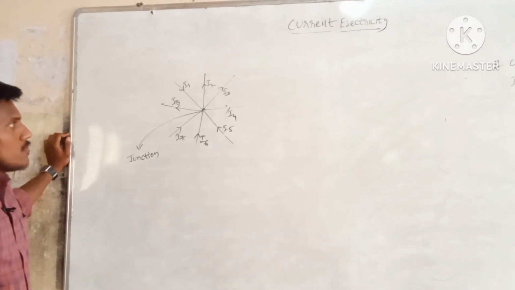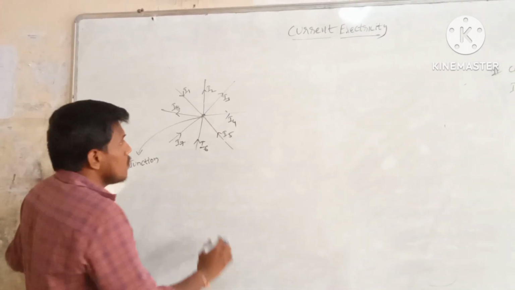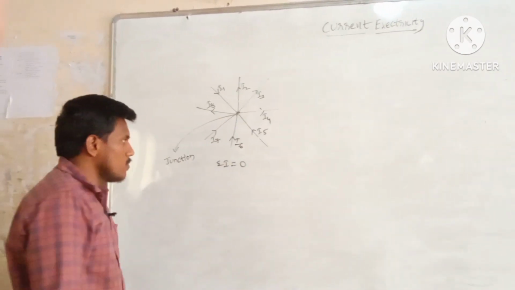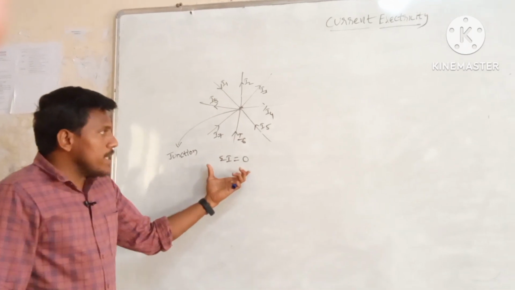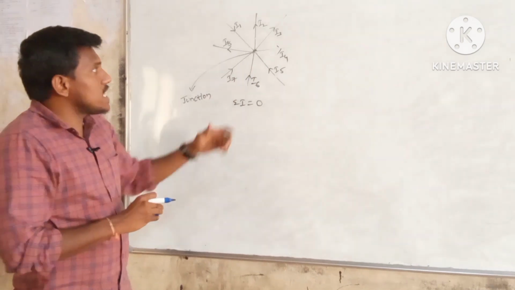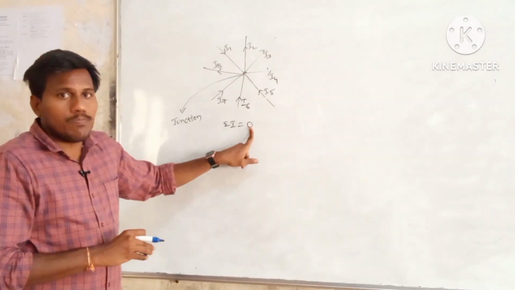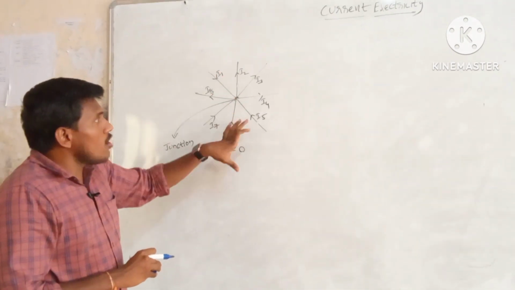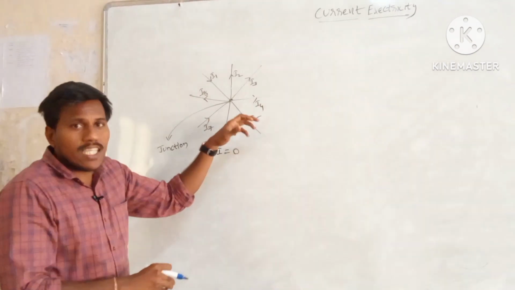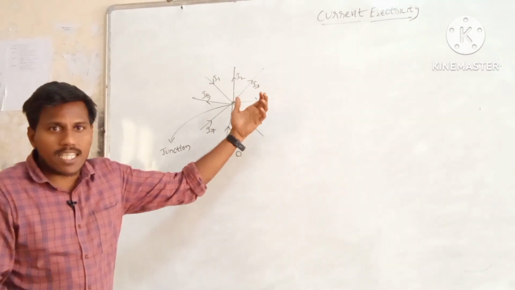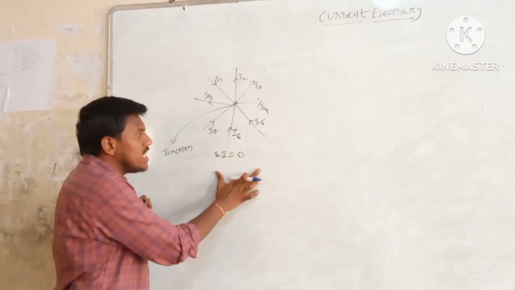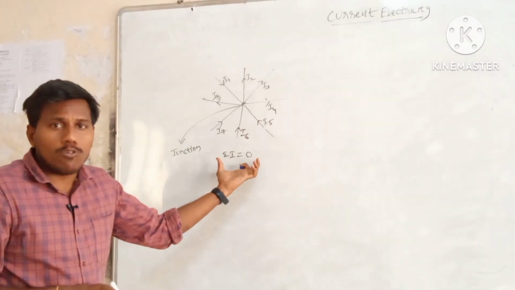According to statement 2, sigma I should be equal to 0. So what is the meaning of sigma I should be equal to 0? The algebraic sum of all the currents at a junction should be equal to 0, because out of all the currents, some are flowing towards the junction and some are flowing away from the junction. That's why I am writing like this: the algebraic sum of all the currents at a junction should be equal to 0.